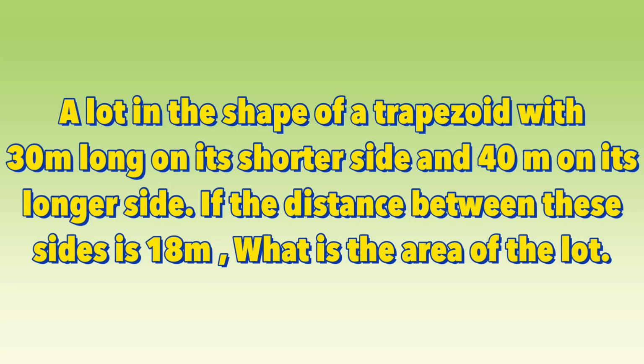Okay, the next problem is number 9. A lot in the shape of a trapezoid with 30 meters long on its shorter side and 40 meters on its longer side. If the distance between these sides is 18 meters, what is the area of the lot?